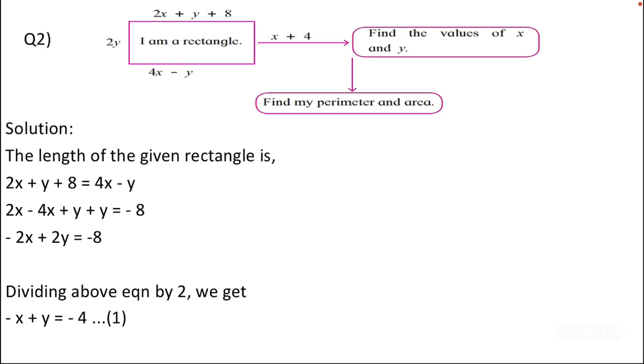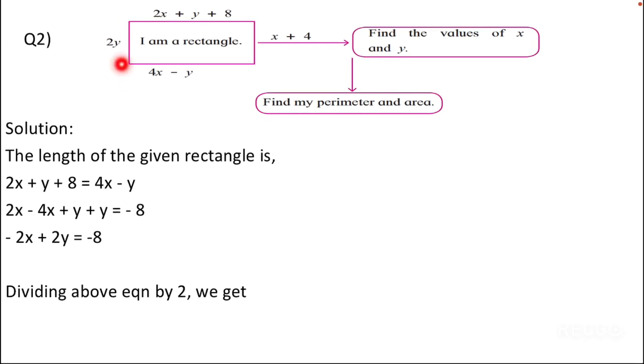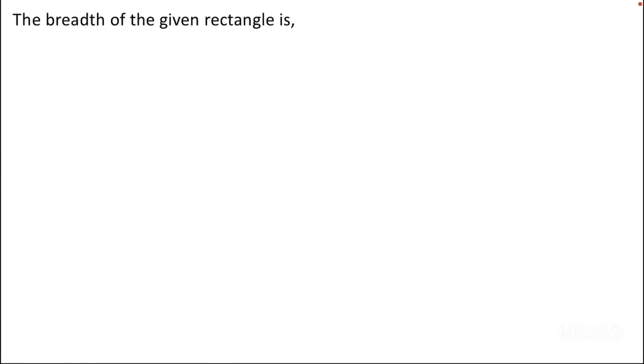Now similarly we will find the second linear equation using the breadth. The breadth of the given rectangle is 2y is equal to x plus 4. So we will arrange this equation. So we get x minus 2y is equal to minus 4. What I did is I sent x over here, I sent 2y over there and 4 over there, because I wanted the coefficient of x to be positive. If you want, you can send the x over here to the left also, so it will become minus x plus 2y is equal to 4. Both the equations are correct.